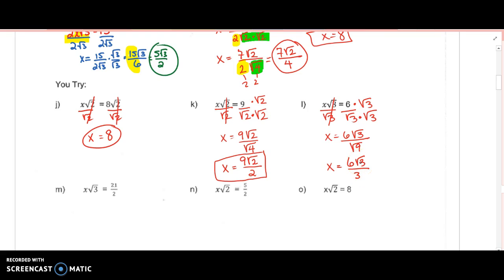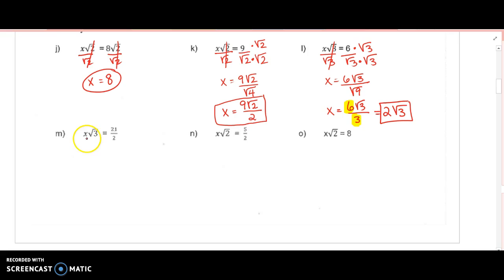Oh, but wait, there's more, right? Because you have to always simplify your fraction if you can. This 6 and this 3 do simplify to what? 3 goes into 6 2 times, so that's 2 square root 3, 2 over 1, but I'm just going to write it as 2 square root 3.